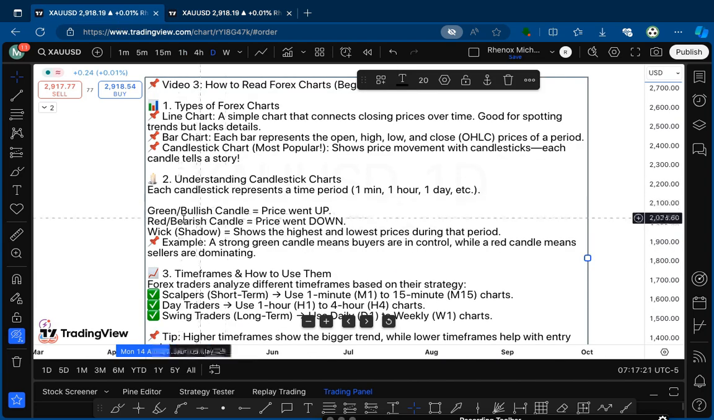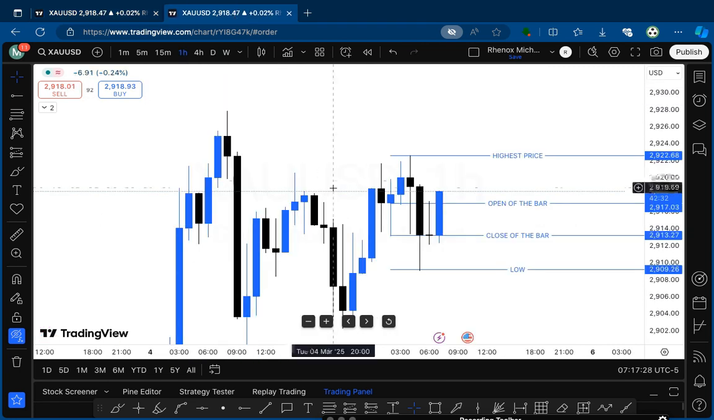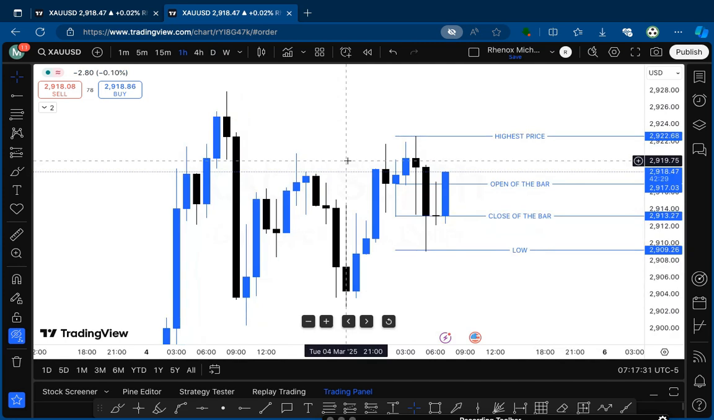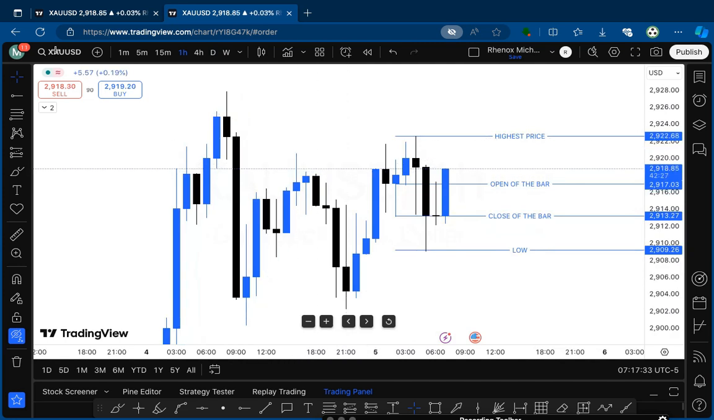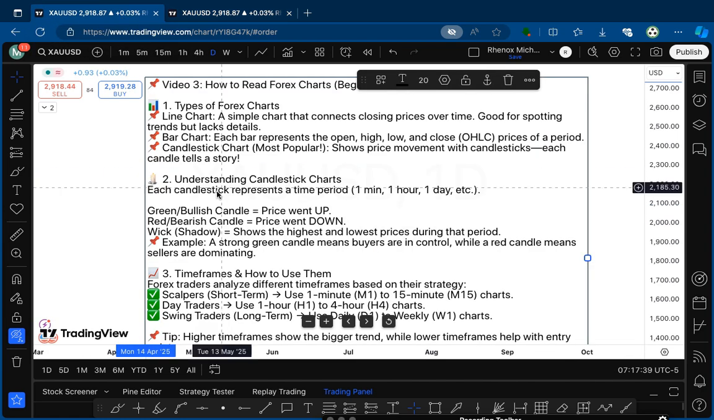Then we're talking about the green, bullish candle. Okay, now for me, I don't have green on my chart, but when you just open your TradingView account, which is the account I'm using to show you the charts now, most times the colors are green and red.